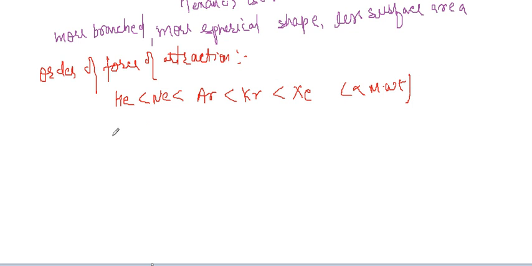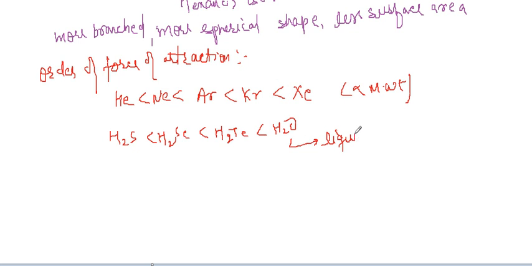Now, further, in H2S, H2Se, H2Te, then H2O: H2O is liquid at room temperature because it has hydrogen bonding, while the others are gases. Actually, H2O should come first because of less molecular mass, but first we consider the type of force. Here the type of force is a hydrogen bond, that's why it comes forward.